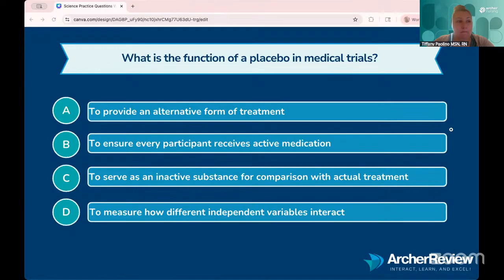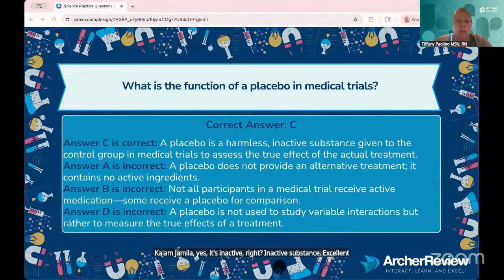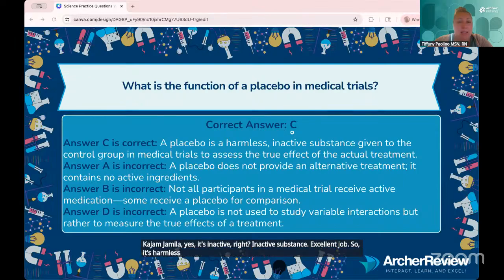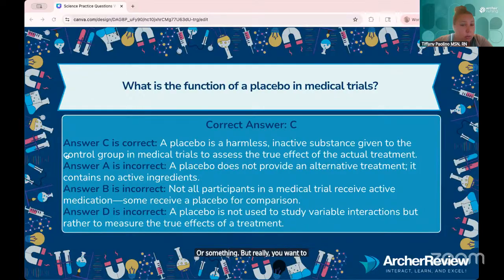Very good, Liliana. Good job, Jamila. Yes, it's inactive, right? Inactive substance. Excellent job. So it's harmless, inactive. It doesn't have anything. Sometimes it's like a sugar pill or something. But really, you want to give it to that control group to assess the real, true effect of an actual treatment.